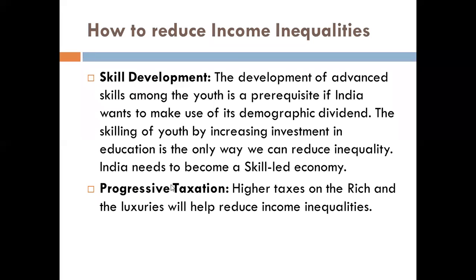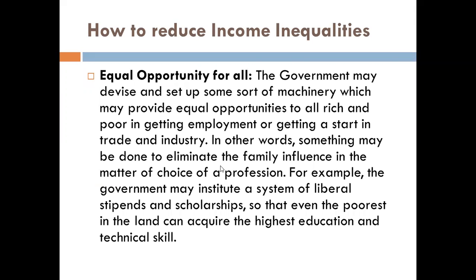Next, progressive taxation. Higher taxes on the rich and the luxurious will help reduce income inequality. If rich people pay higher tax to the government, in this way it can also reduce income inequality in the nation. Next point is equal opportunity for all. The government may devise and set up some sort of machinery which may provide equal opportunity to all, rich and poor people, in getting employment or getting a start in trading or industry.